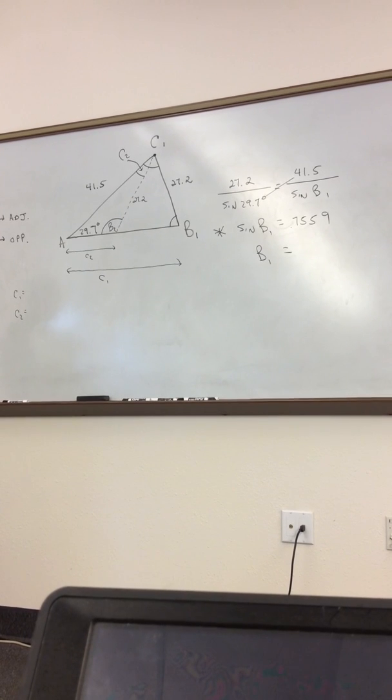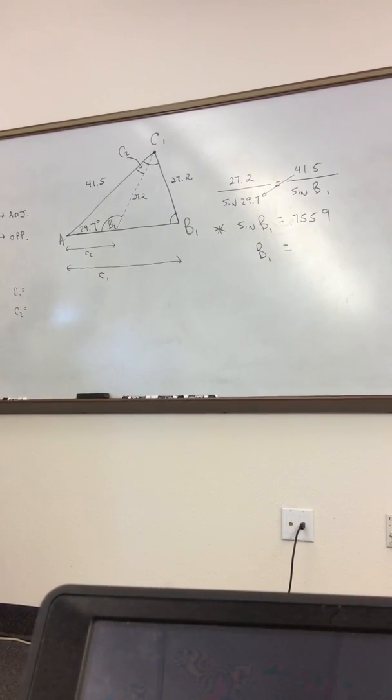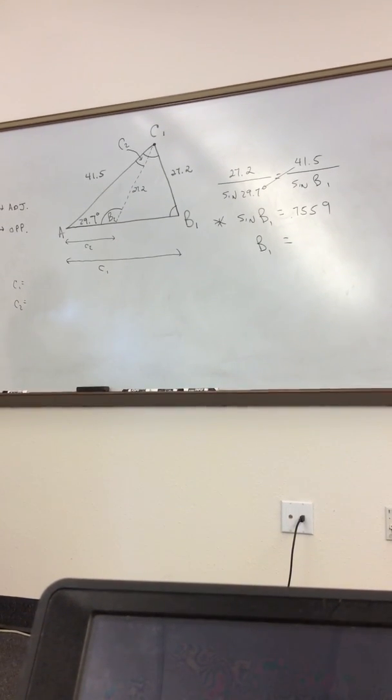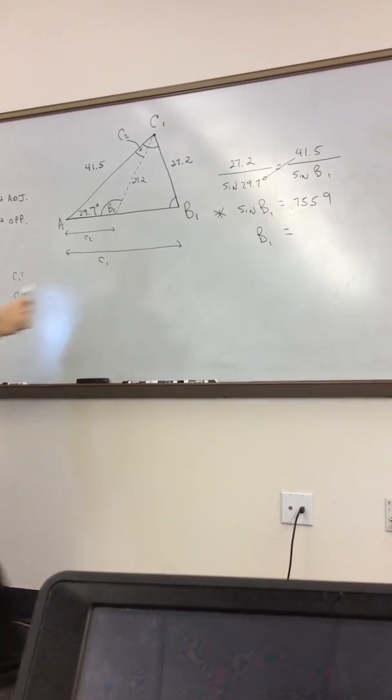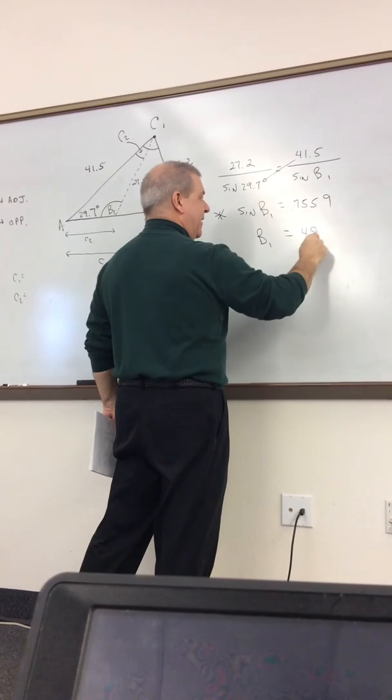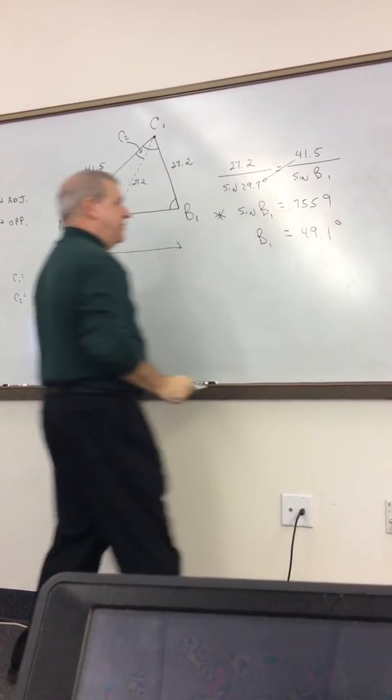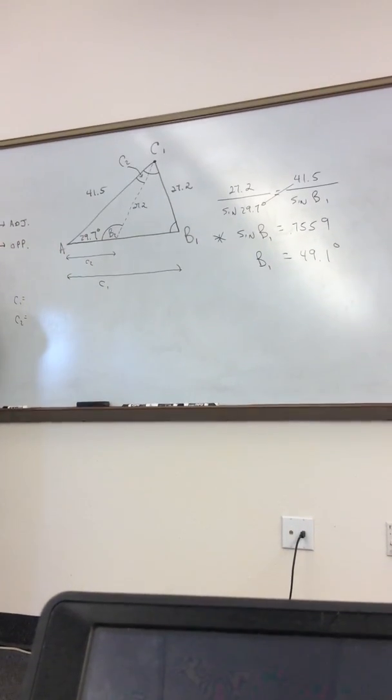Calculator's going to do everything. Go inverse sine key of 0.7559. So 49.1. Okay, that's good. 49.1. Write that down. 49.1. So there's that. Come over here.